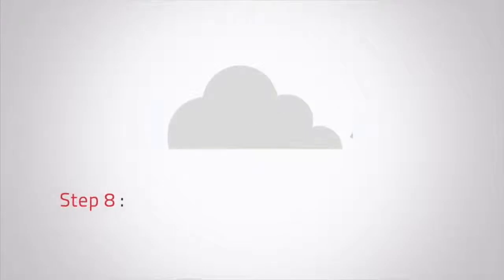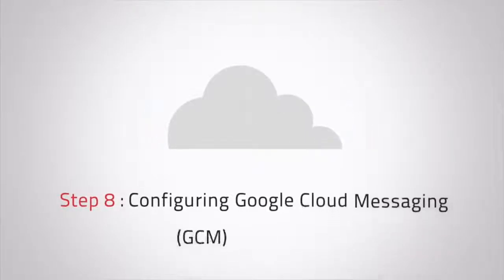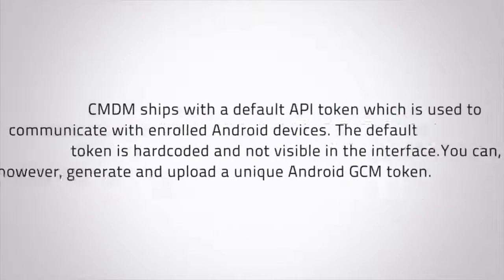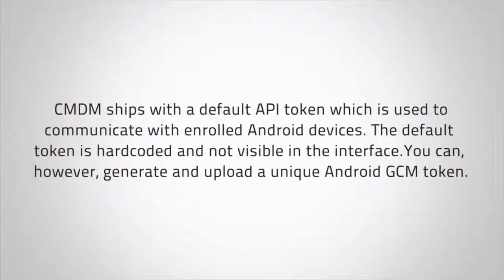In order to communicate with Android devices, you'll need to install a Google Cloud messaging token to each device. This token will be seamlessly installed during the enrollment of each device. CMDM ships with a default API token, which is used to communicate with enrolled Android devices. The default token is hard-coded and not visible in the interface. You can, however, generate and upload a unique Android GCM token.